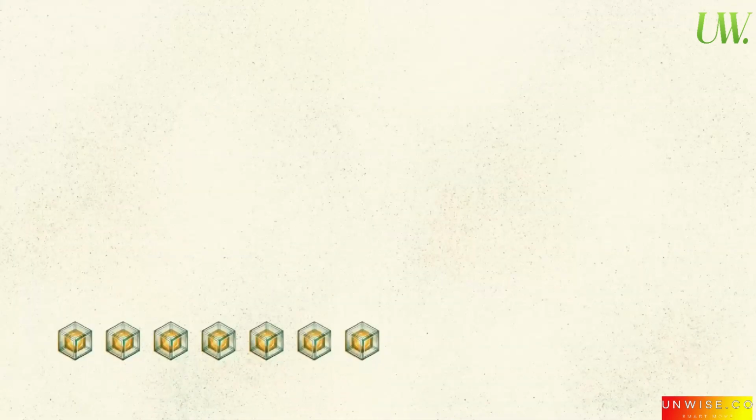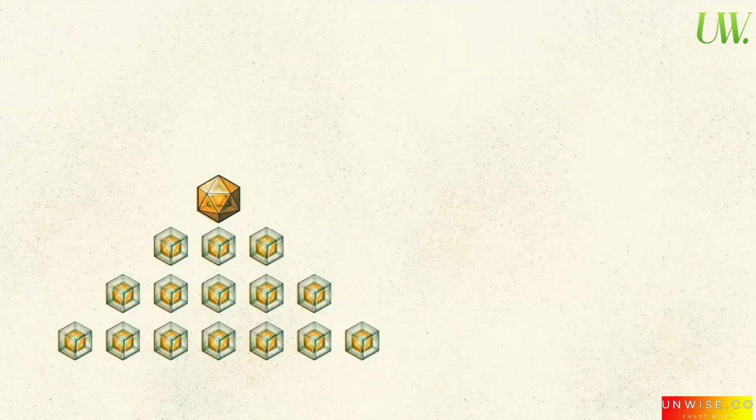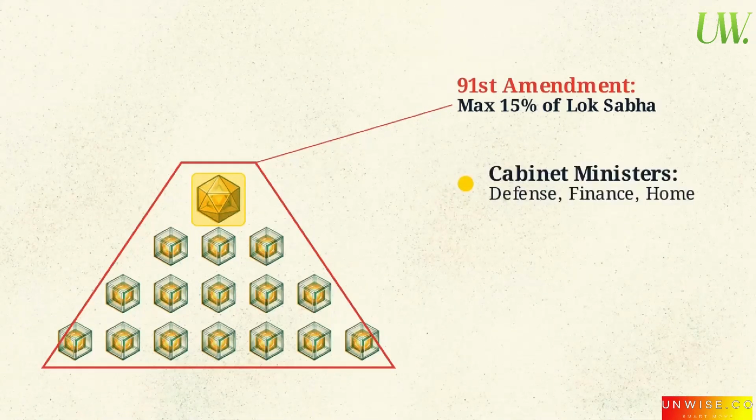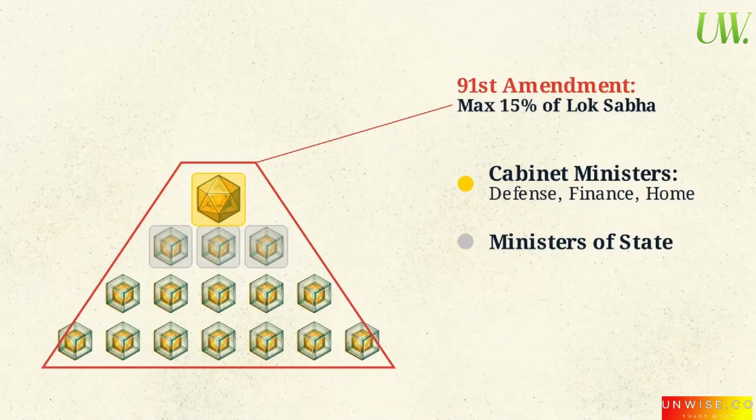To execute those orders, the Prime Minister relies on a vast structure. This is the Council of Ministers, the broad executive base required by Article 74. To prevent governments from creating endless ministerial posts to buy political loyalty, the 91st Amendment Act of 2003 capped this council. The total number of ministers cannot exceed 15% of the Lok Sabha's total strength. At the apex of this structure sit the cabinet ministers. They hold the highest authority and control the most critical portfolios: defense, finance, and home affairs. Below them are the ministers of state. They can hold independent charge of smaller ministries or be directly attached to a cabinet minister.